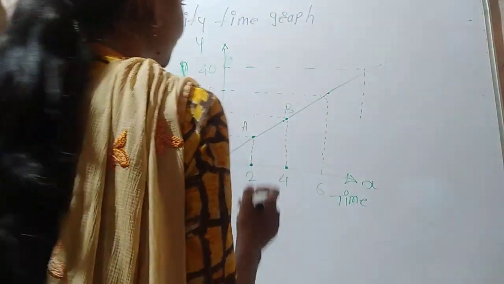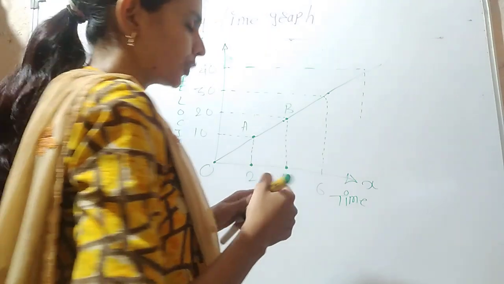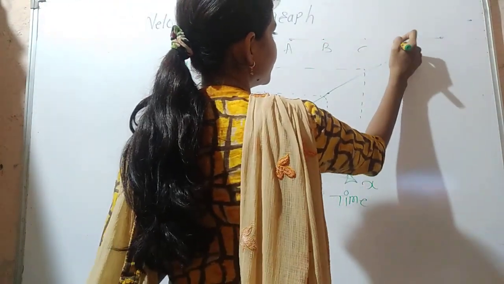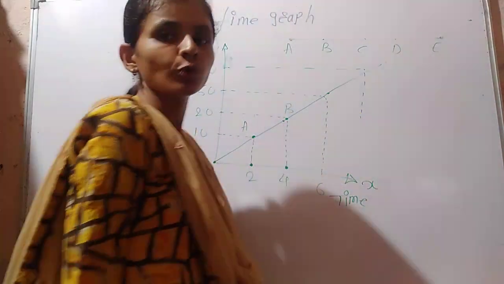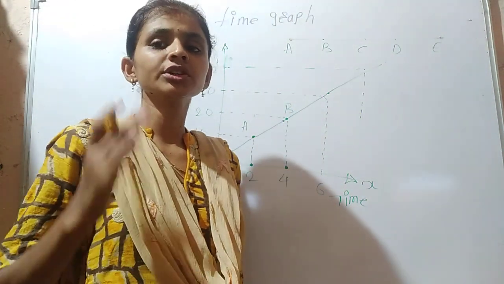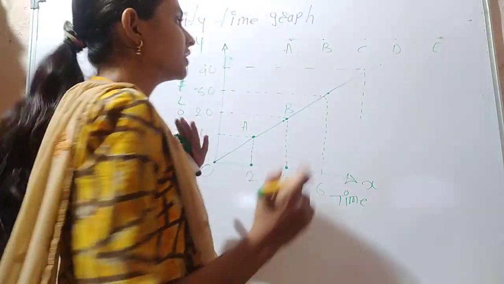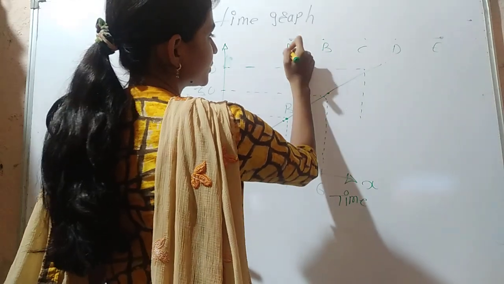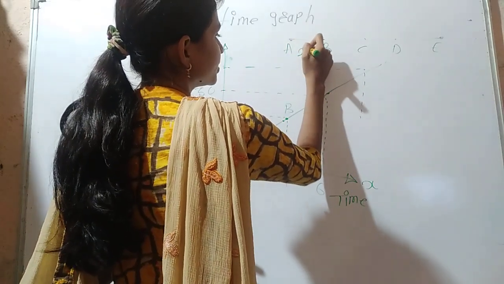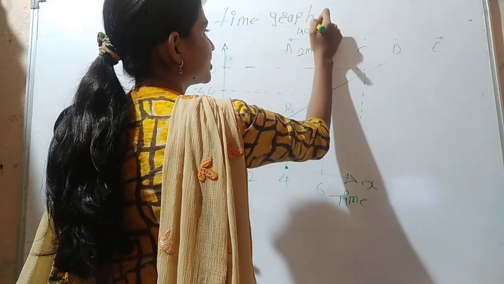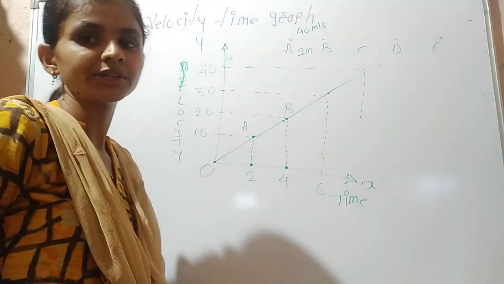So students, here you can see one straight path. On that straight path some points are given: point A, B, C, D and point E. First, let's discuss the uniform velocity time graph. Uniform velocity means the distance between these two points is 2 meters, and within those 2 meters the velocity is, suppose, 40 meters per second.